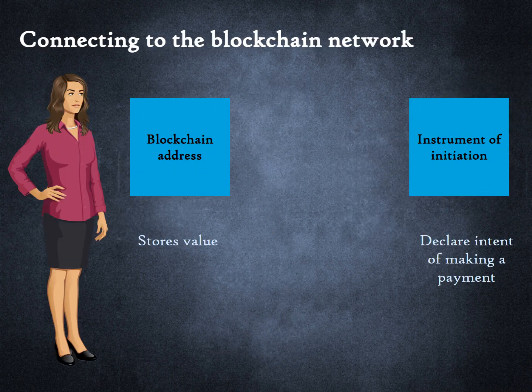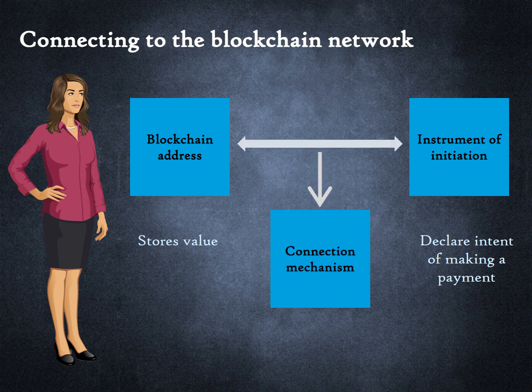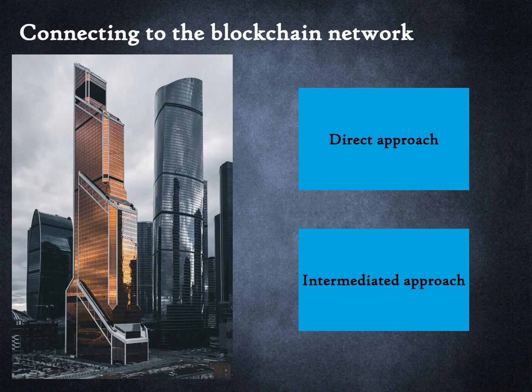We now get to the third component required for the payment to be initiated. The declaration of the payer's intent must be transmitted from the instrument of initiation to the blockchain network. If Alice simply creates a payment message with a digital signature, it is like writing a check and placing it in one's drawer. Alice has two options by which she can connect to the blockchain network: the direct approach and the intermediated approach. Next, we will see what these approaches mean.